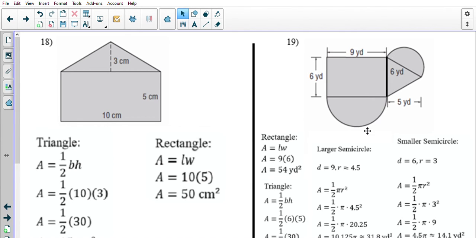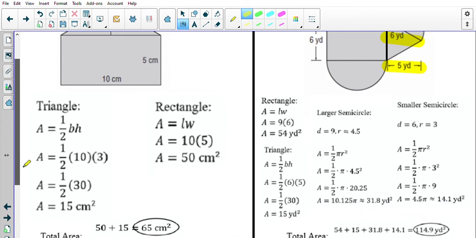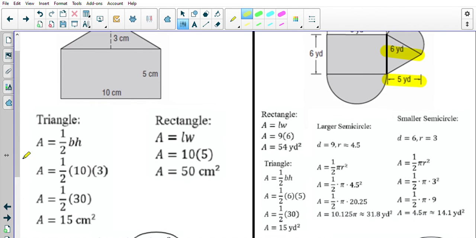We also have a triangle over here. The height of this triangle is actually the 5 yards. I'll highlight it in yellow. That's this guy. It's outside of the triangle, but it's the same as this length right here. And then the base, of course, is 6. So half times 6 times 5 gets you an area of 15 yards squared for that triangle.